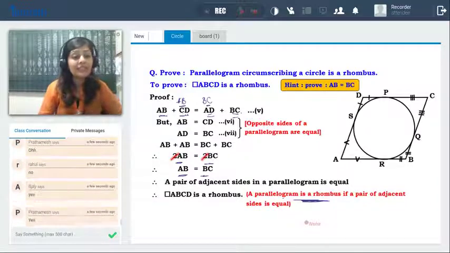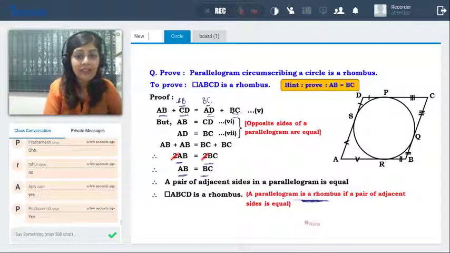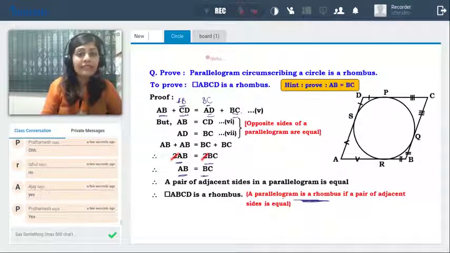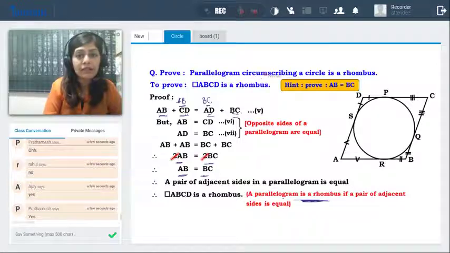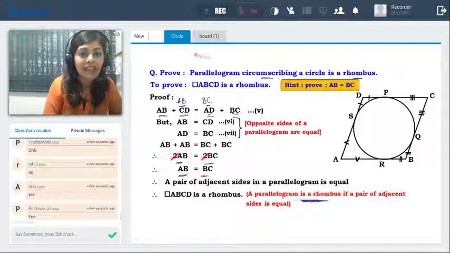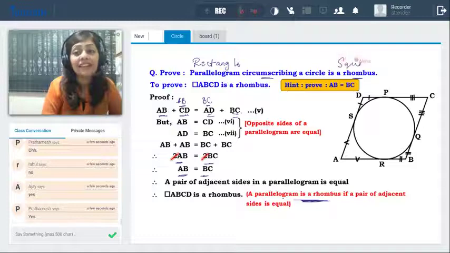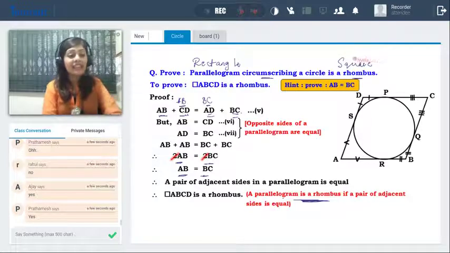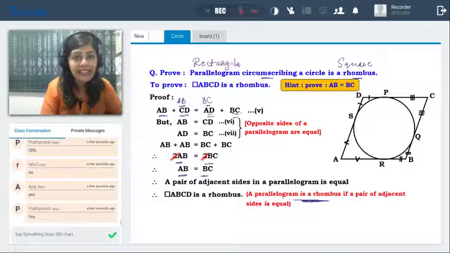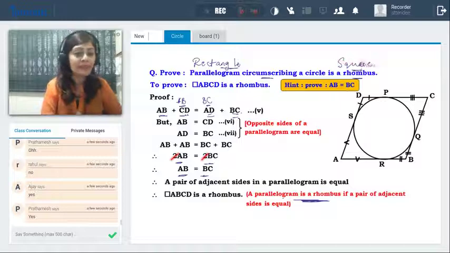Similarly, students, we can have a similar sum. This sum says parallelogram circumscribing a circle should be a rhombus. A similar sum you can have: rectangle circumscribing a circle is a square. This is a variation to the same sum. You can take this down and you can try to prove this. Rectangle circumscribing a circle is a square.